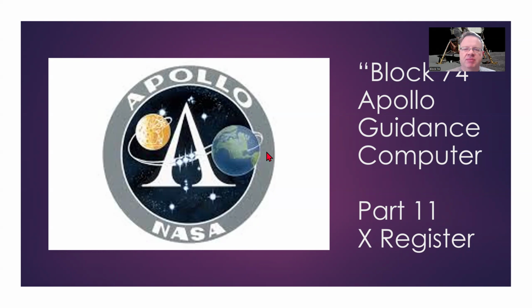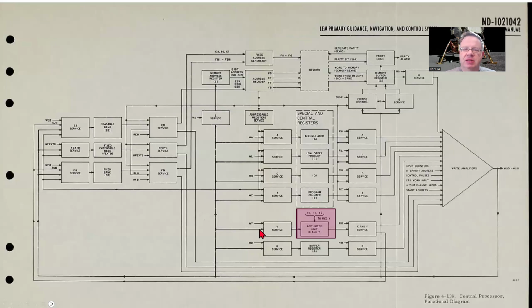Now, the X register is a bit different compared to a number of the other registers that we've looked at. In the last episode, we talked about the Y register, which is one of the two operands of the arithmetic unit, the adder within the guidance computer. So the X register is the other operand: the two words that get added together to perform various math operations. Depending on the instruction, the adder can also be used to create multiplication, division, and subtraction with the use of the other registers and various control pulses.